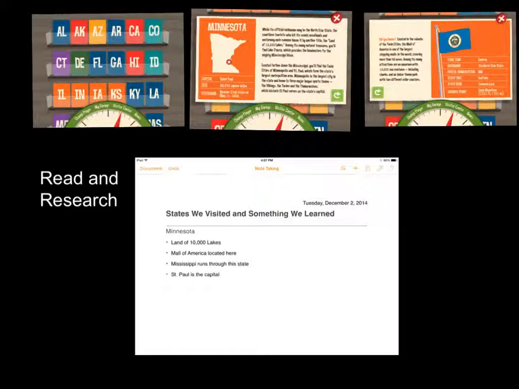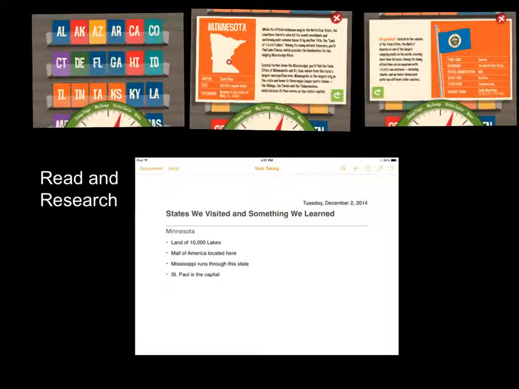Also, on the other iPad of the second student, I would have them take notes on Pages, like you can see here. I would have everybody working on states we visited and something we learned. So they'd have to list their state, and then I would give them a number of things to write down that they could find as they read through. And they would be doing this in pairs, so they'd have each other to help.